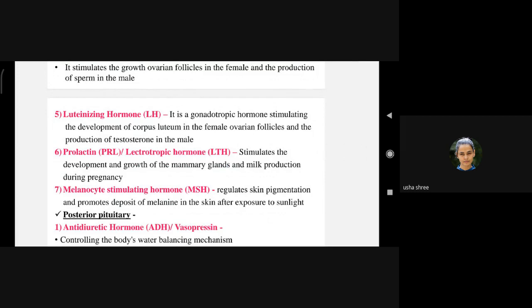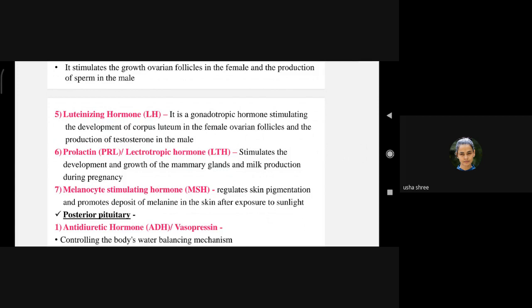Prolactin is directly related to the production of milk in pregnant women or breastfeeding women. But in male, production of sperm is also a bit affected by prolactin.